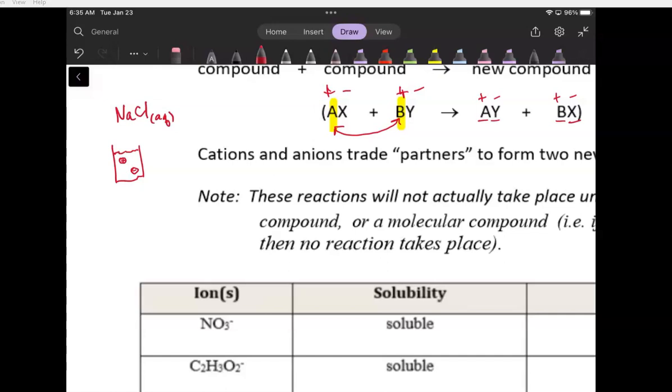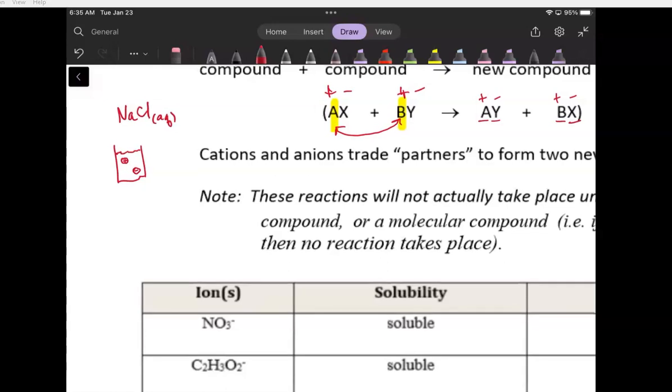That's what aqueous means. And then let's say my other reactant, my BY, is, let's say, potassium iodide, also aqueous. And again, what the aqueous means is it's a solution, it's mostly water, and it's going to be positive potassium ions and negative iodide ions floating around in that solution. Okay?